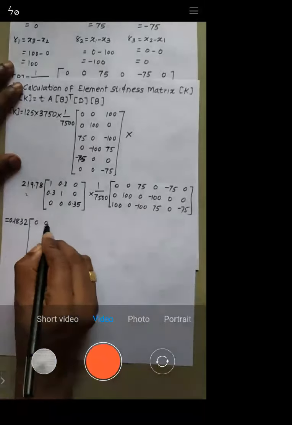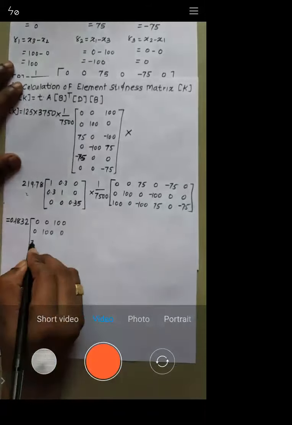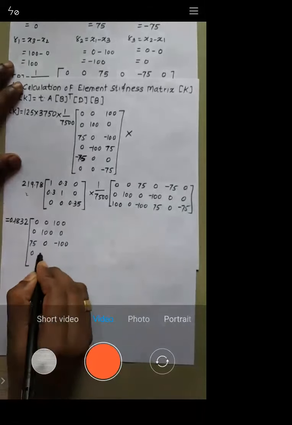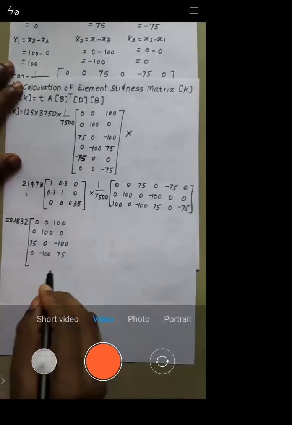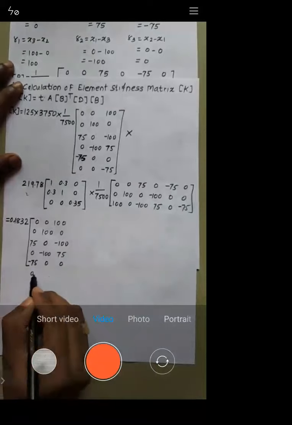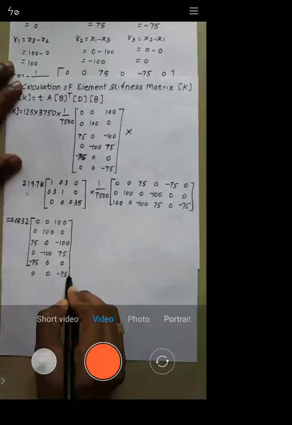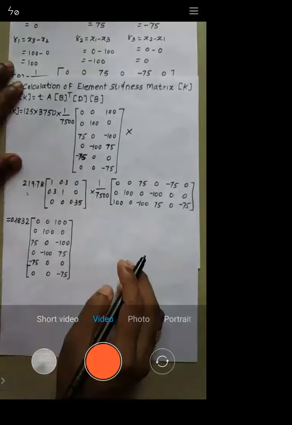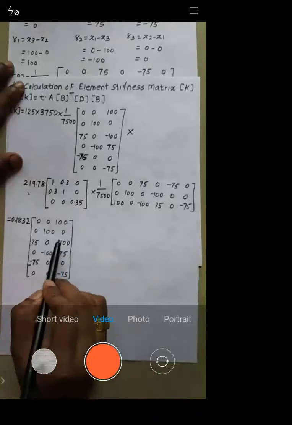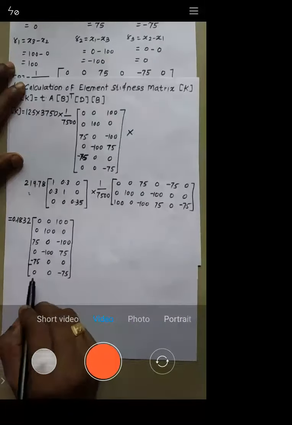Okay, this is 0, 0, 100, then 0, 100, 0, then 75, 0, minus 100, then 0, minus 175, minus 75, 0, 0, then 0, 0, 70, right? So this matrix I have written as it is. 0 0 100, 0 100 0, 75 0 minus 100, right? Then 0 minus 175 minus 75 0 0, 0 0 70, right?